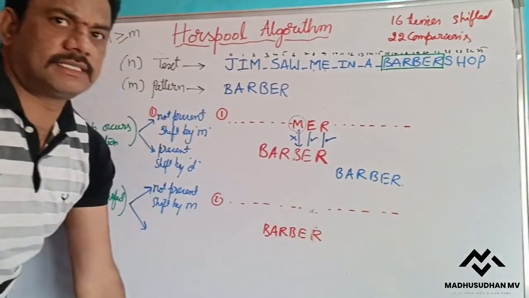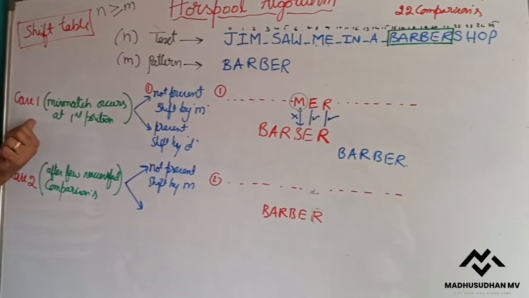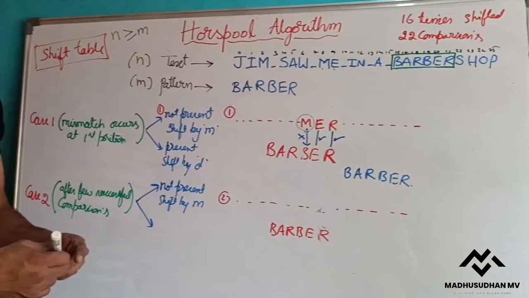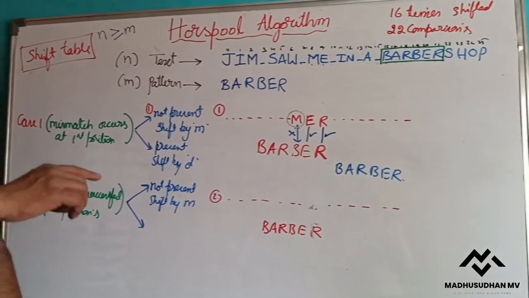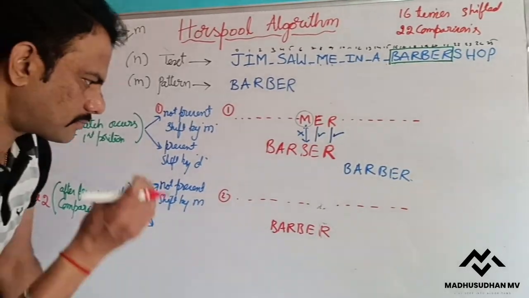This is exactly like case 1, scenario 1 of case 1. Okay, so now let us take another scenario, the same thing. That means again, if the mismatch occurs after a few successful comparisons, okay, let us take this example.